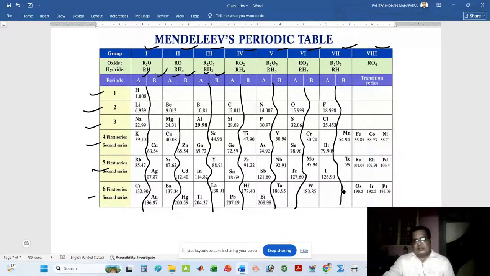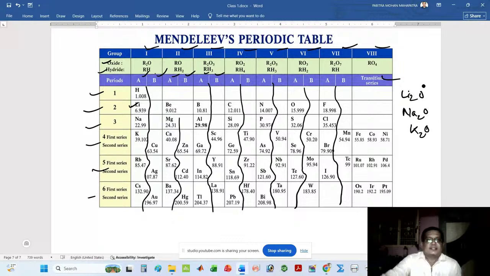Here there is no transition series. Listen. Here two words are given: one is oxide, another is hydride. Think about one element, suppose lithium. The oxide of lithium is Li2O. Similarly, sodium is Na2O. Next is potassium, K2O. All the oxides are written as R2O. Yes or no? So here R2O is given.